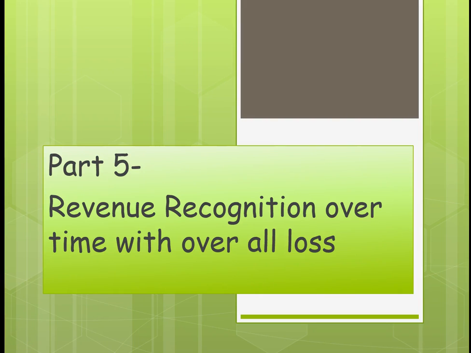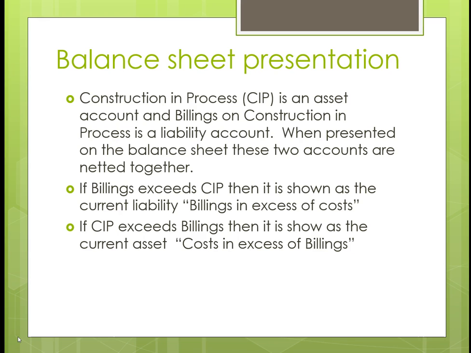Part 5, Revenue Recognition. What if there is an overall loss on a long-term contract? So, construction in process, or CIP, is an asset account, and billings on construction in process is a liability account. When presented on the balance sheet, these two accounts are netted together. If billing exceeds construction in process, then it is shown as a current liability, billings in excess of costs. If construction in process exceeds billings, then it is shown as a current asset, costs in excess of billings.